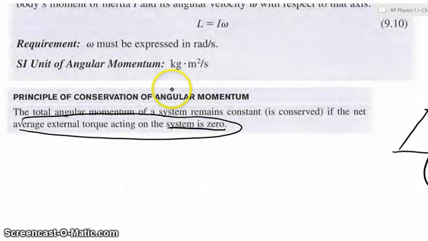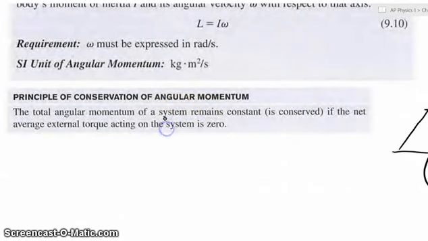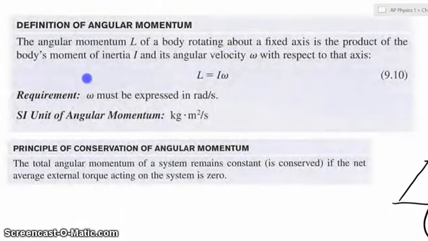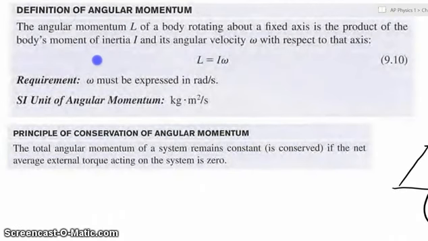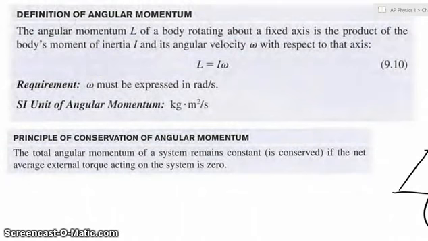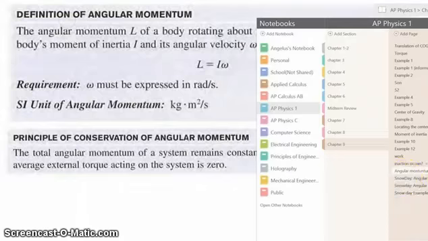So it's okay if there's torques acting on the system that are external, but the net torque, the sum of all of them, needs to be zero. And we won't consider internal torques because internal torques by Newton's third law are going to cause net zero changes in the angular momentum. So let's look at an example.